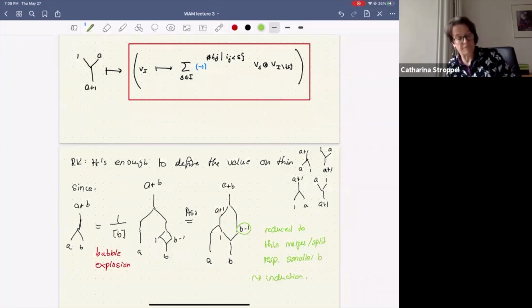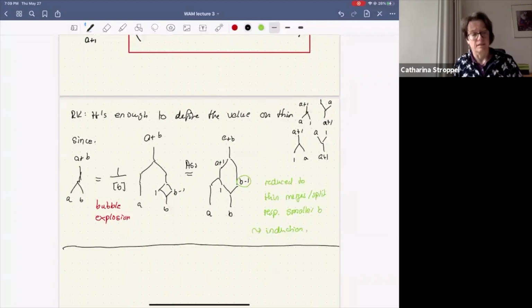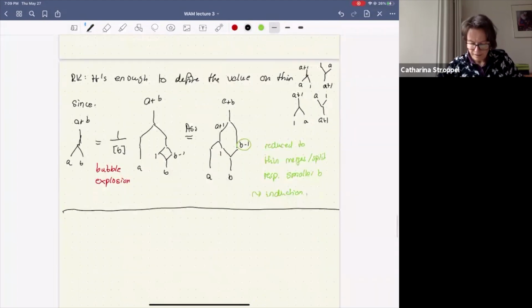So that means if I define everything on the thin ones, I have it defined already on the not thin ones. I just have to make sure that it's consistent. And this is, of course, something one has to check. This is one of the statements of the theorem, that this is indeed consistent.